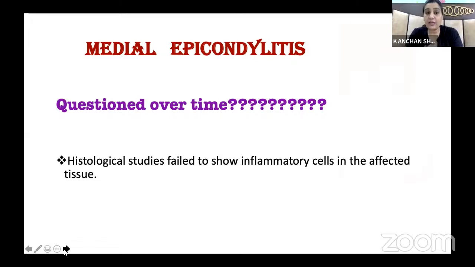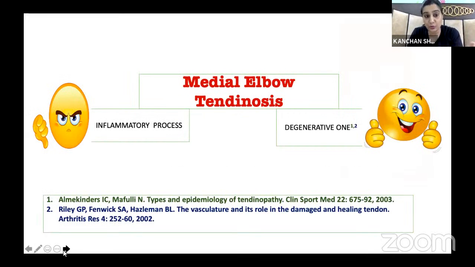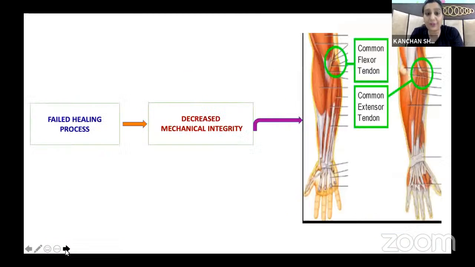I'm not calling it medial epicondylitis because there are papers with histological studies that have failed to show inflammatory cells in the affected tissue. So the inflammatory process is not there, and it is better to call it elbow tendinosis, because again, as I explained in the biceps tendinosis slide, it is the degenerative one, not the inflammatory one. So it's better to call it medial elbow tendinosis. This is what I have already explained.